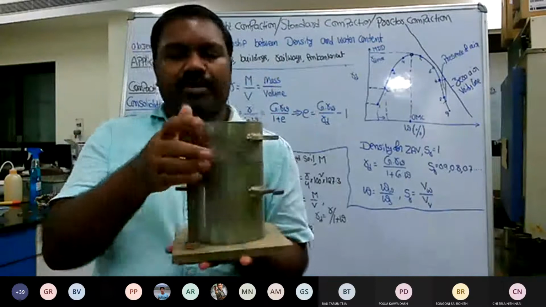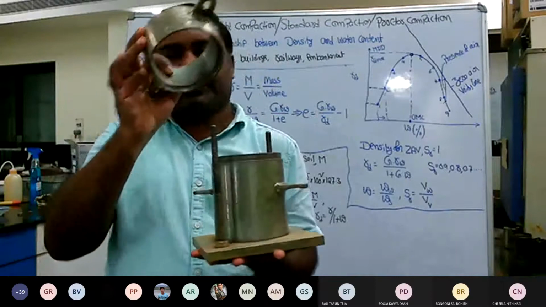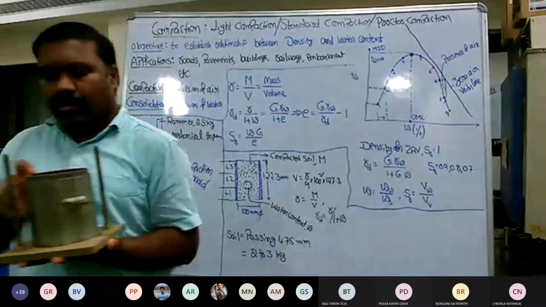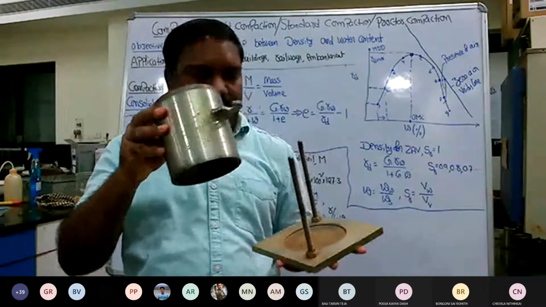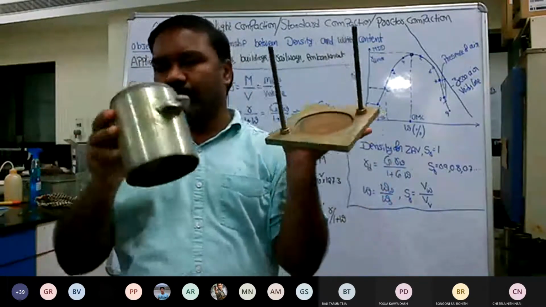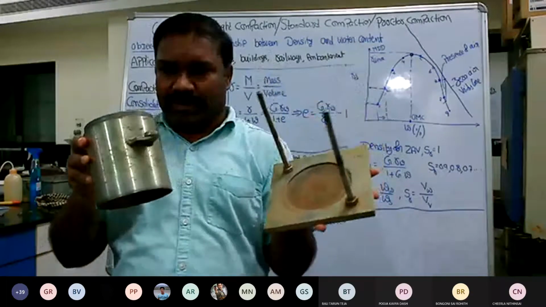So this is basically 3 parts. This is the collar, and this is the most important compaction mold device, and this is the base plate: collar, compaction mold and the base plate.